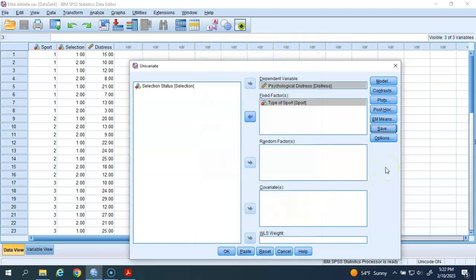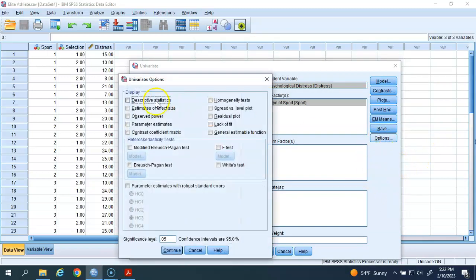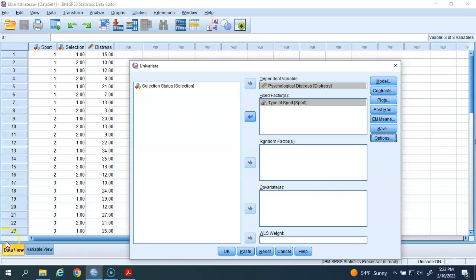And then finally, I'm going to click Options. Under Options, I'm going to select Descriptive Statistics, and I'd like some estimates of our effect size, like eta and partial eta squared. Observed power. I want to know my Levene's test, my homogeneity test, and it's nice to see the spread versus level plot. Let's go ahead and click Continue. All right. Now I'm going to click OK.